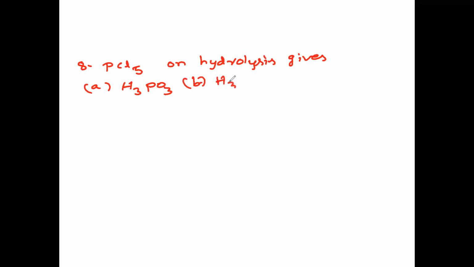Next question. Question number 8. PCl5 on hydrolysis gives: option A H3PO3, option B H3PO4, option C H3PO2, and option D H3PO5.